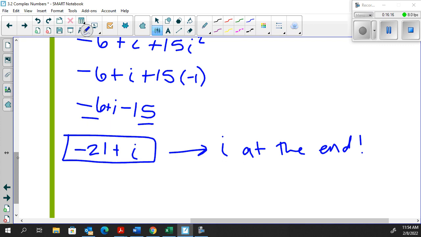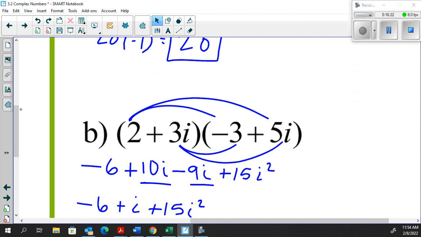Does this make a little bit of sense? So big thing to remember on this, i squared turns into negative 1. Treat i like a variable, do everything else normally, okay? Do I have another one? No, I don't.